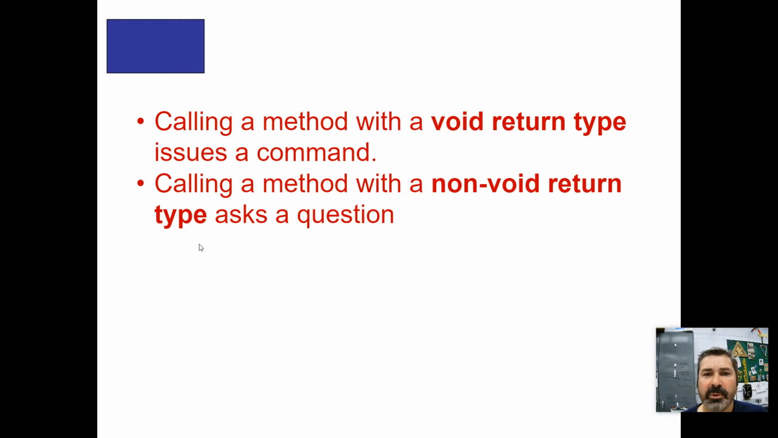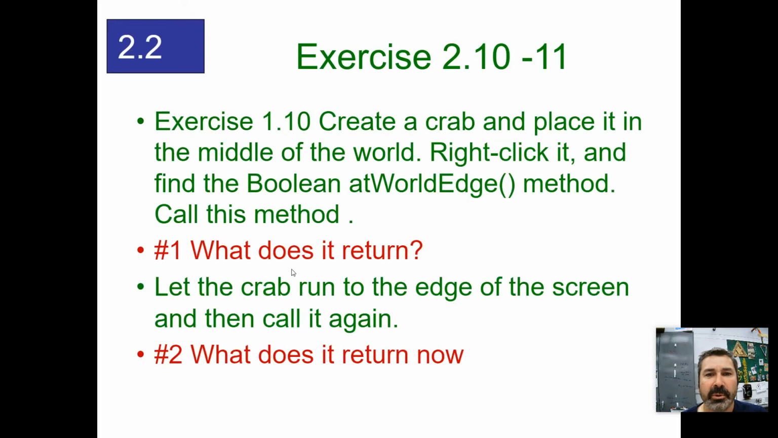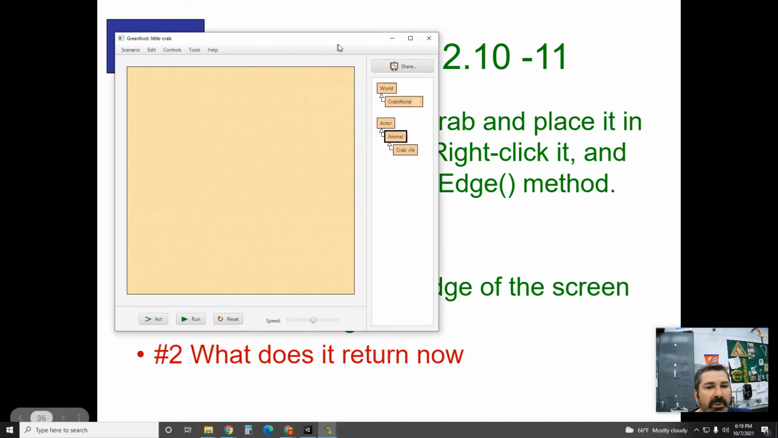Calling a method with a void return type issues a command. Calling a method with a non-void return type asks a question. Write this down on line paper in your notes. All right. Create a crab and place it in the middle of the world. Right-click it and find the Boolean at world edge method and call this method. What does it return? And then let the crab run to the edge of the screen and then call it again. What does it return? All right. So answer those questions.